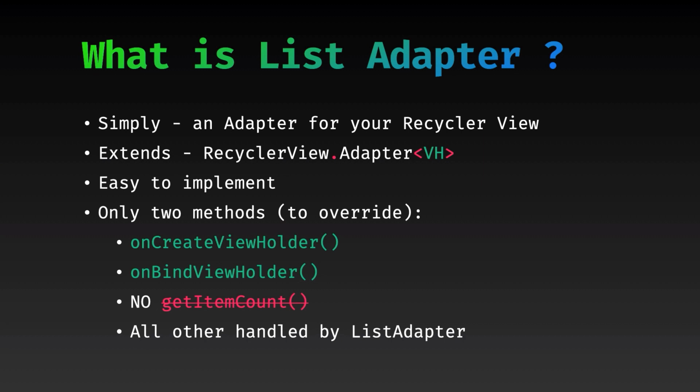So till now, whenever you were trying to make your recycler view adapter, you extend that class from the RecyclerView.Adapter. But instead in this list adapter, we should be extending our class from list adapter, which in itself extends from RecyclerView.Adapter. And it is super easy to implement, and there are only two methods we need to override, that is the onCreateViewHolder and onBindViewHolder. The getItemCount method is automatically handled by the list adapter.